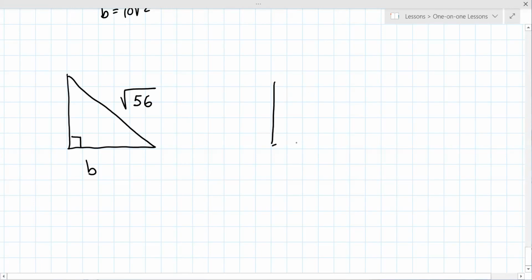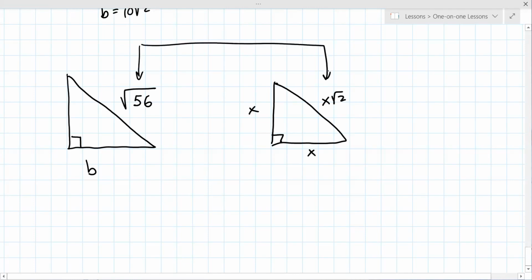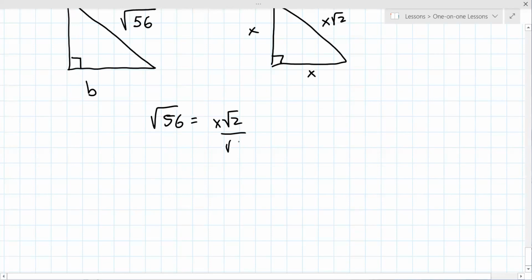This is the first one where I'm going to jump in here and give you some help. So the reference triangle is x root 2. My solution would always be to set the known side equal to the reference side. Square root of 56 equals x root 2, and you're solving for x. You're going to divide both sides by the square root of 2. So this is the square root of 28.